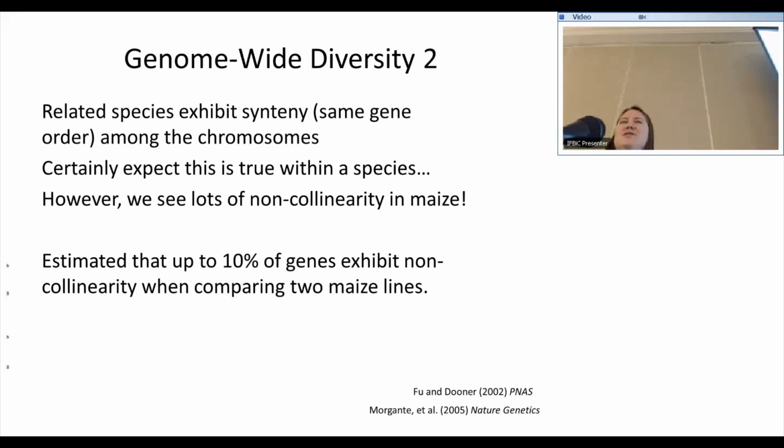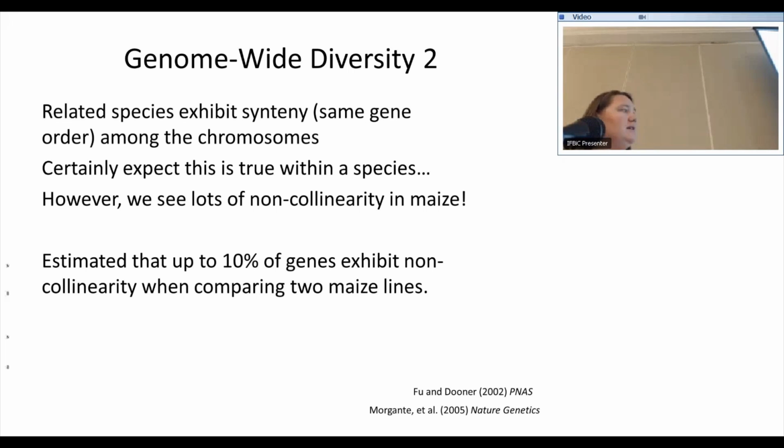Okay, so maybe we don't care about junk DNA. The problem is that this also applies to genes. When we compare these same two lines, there are actually genes that are present in one line that are absent in the other. So it's not just a matter of having SNPs, it's a matter of having the gene or not, and that's what we call presence-absence variation.